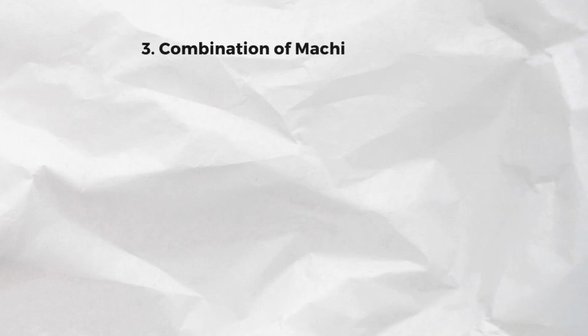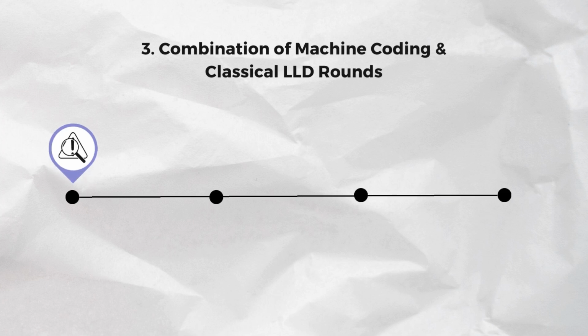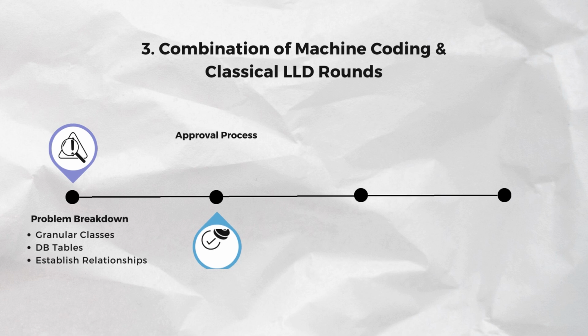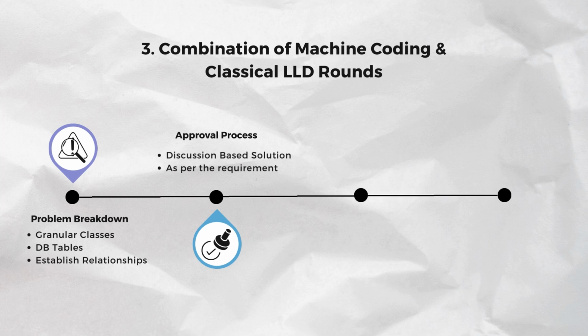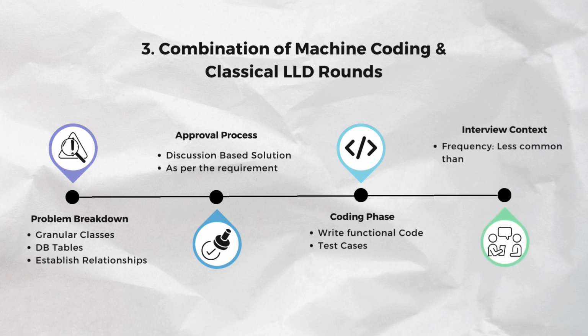Coming on to the next, we have a combination of machine coding and the classical LLD rounds. The candidate has to first divide the problem into smaller classes or DB tables and establish relationships between them, and then take the approval from the interviewer. Candidate has to make sure that the solution is discussion based and the interviewer is happy with it, also keeping the exact requirements in mind and not over designing stuff. After interviewer signs it off, candidate has to write fully functional code and run it against a few test cases. These rounds are not as common as the classical or machine coding rounds and are asked in companies like Allen Digital, etc.